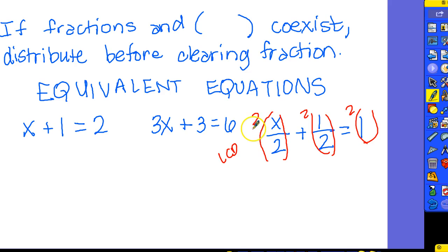And so we get 2x over 2, which is x, and 2 times 1/2, which is 1, and 2 times 1, which is 2. It's the same equation, but I like it better, right?